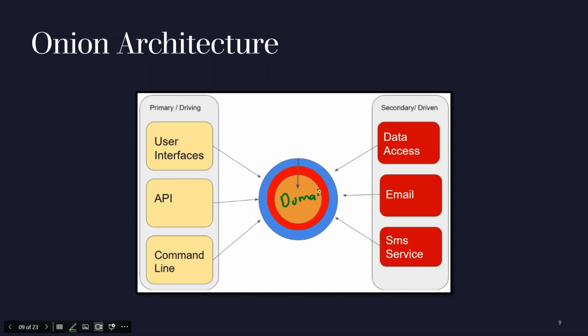Domain models and business rules reside at the center. Surrounding layers handle application services and infrastructure. Dependency inversion is key here. Outer layers depend on inner layers, never the reverse. This ensures that business logic and domain models remain unaffected by changes in user interface or external systems.